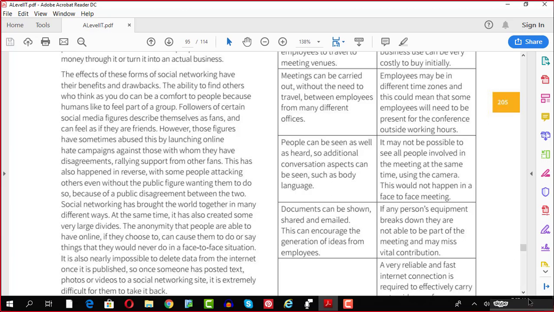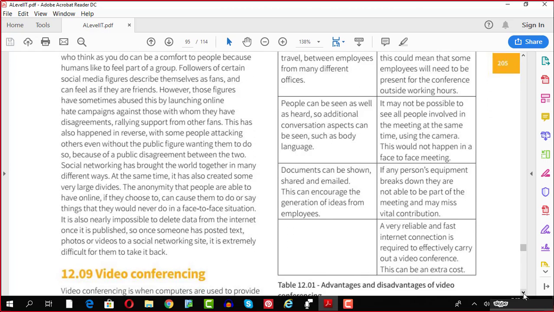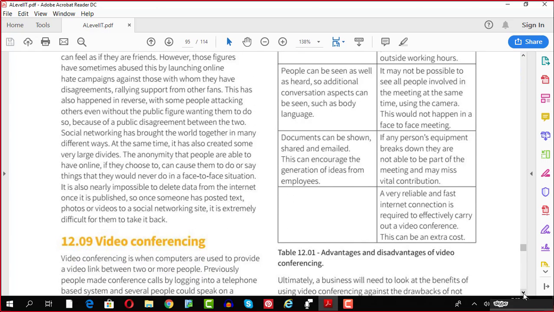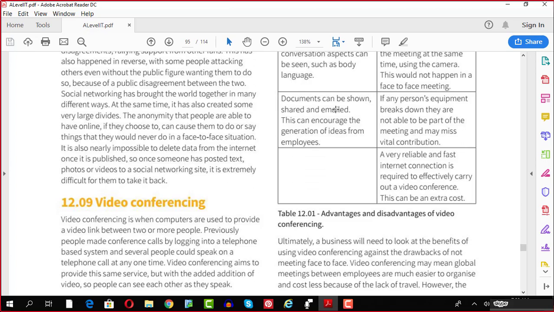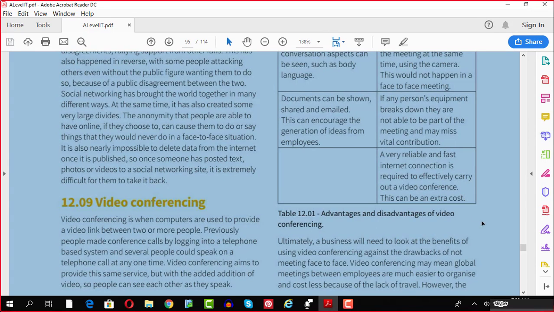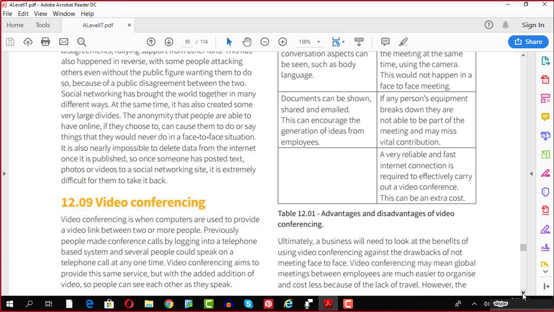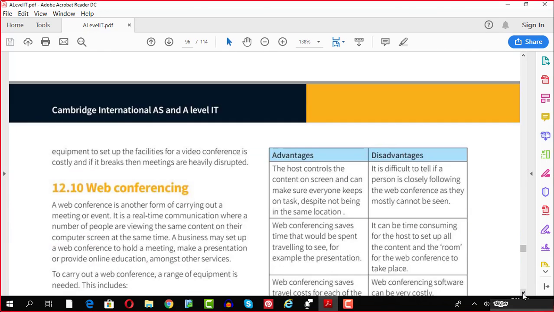You can even check the marketing scheme. People can be seen, well heard, obviously. It may not be possible to see all the people over there. Obviously, you can't compare it with visual, physical appearance. Documents can be shown, but physical documents can't be shown as well. Obviously, a very reliable and fast internet connection is required. Obviously, one of the biggest disadvantages that I would come up with if I would have written it.